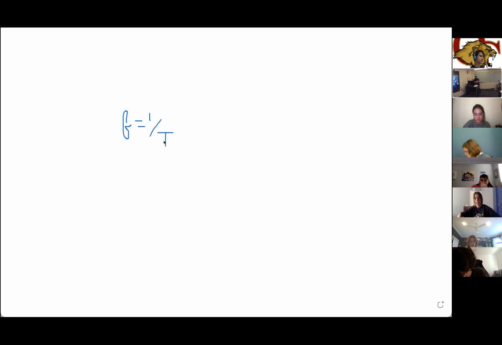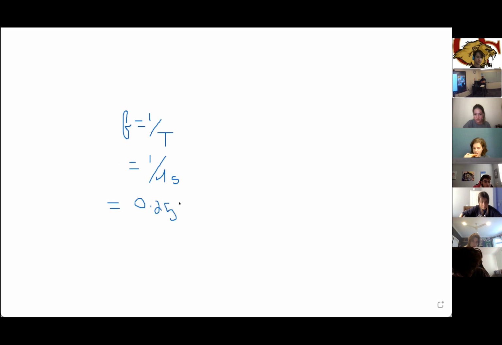So for number 1, it's asking for the frequency. So we can use f equals 1 over the period. And we know that the period is 4 seconds. And then that would give us 0.25 hertz.